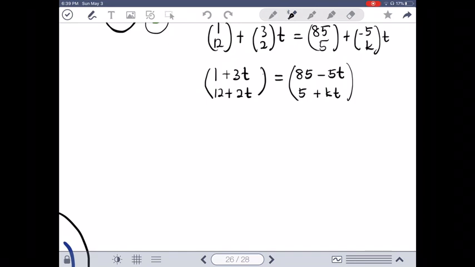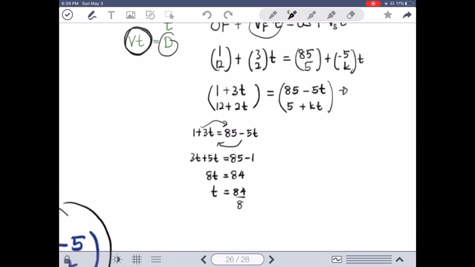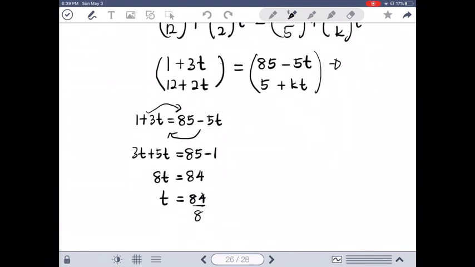We look at the first part, the top component first. So we have 1 plus 3t equals 85 minus 5t. So rearrange: 3t plus 5t equals 85 minus 1. 8t is equal to 84. So t is just equal to 84 over 8.